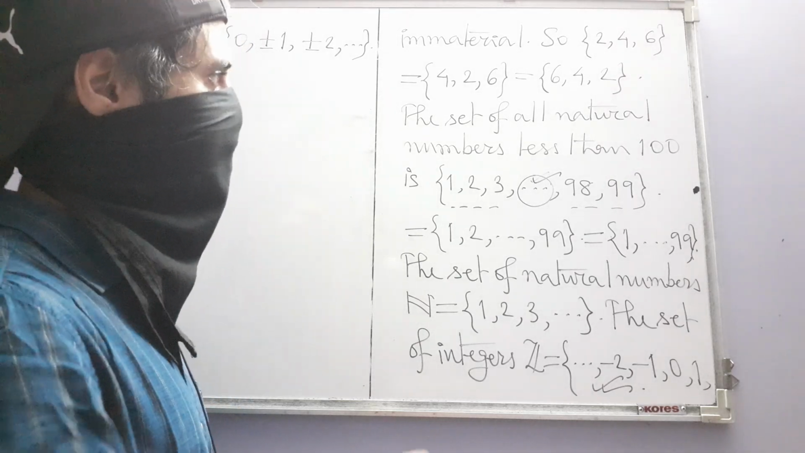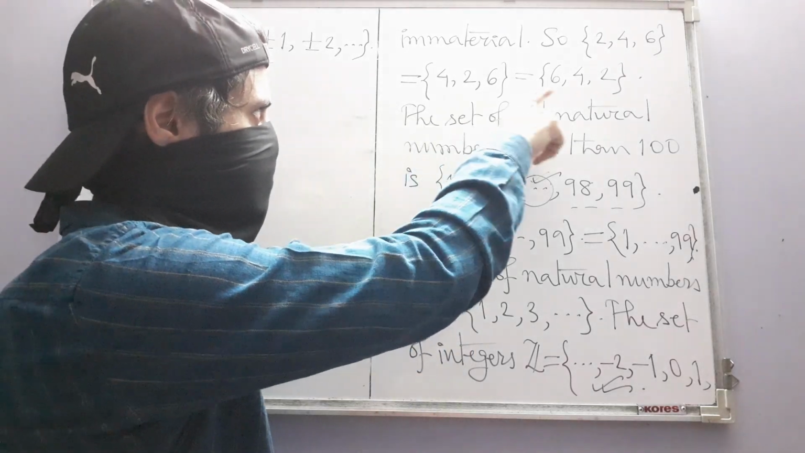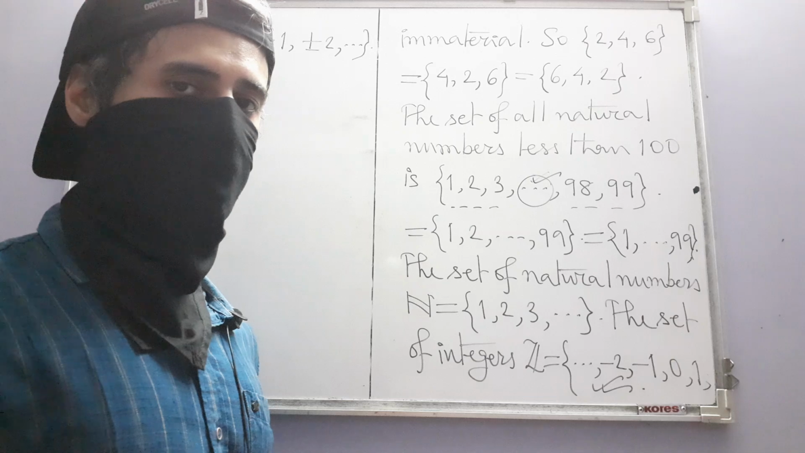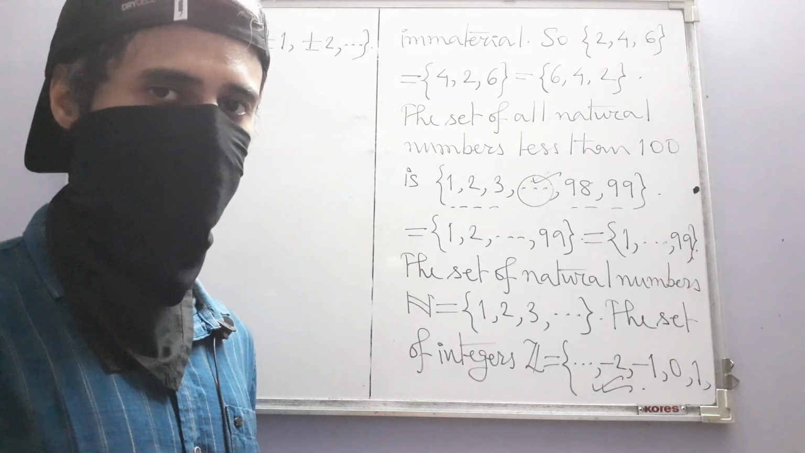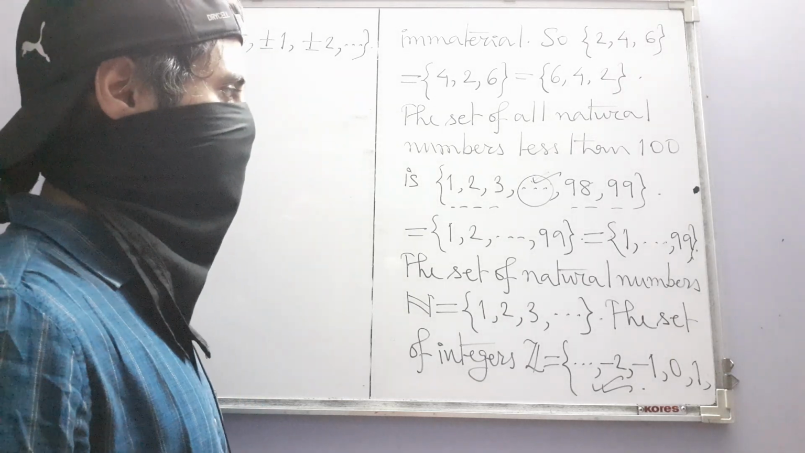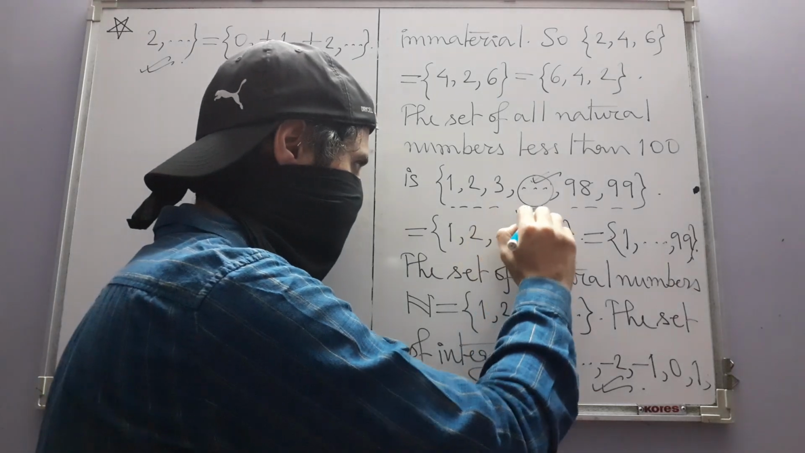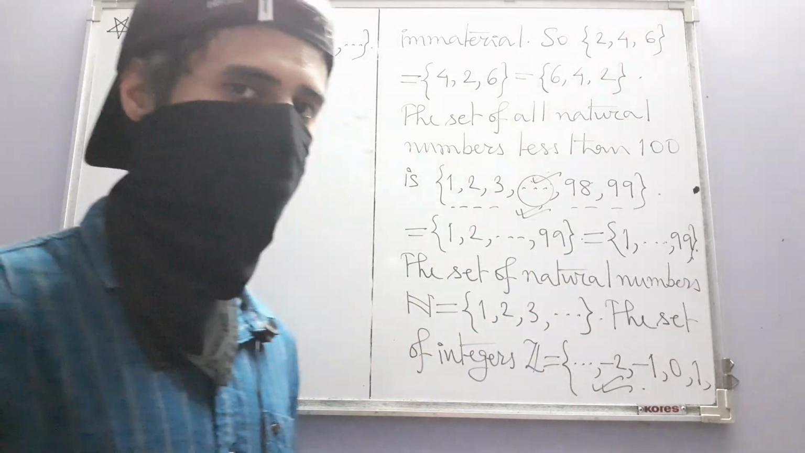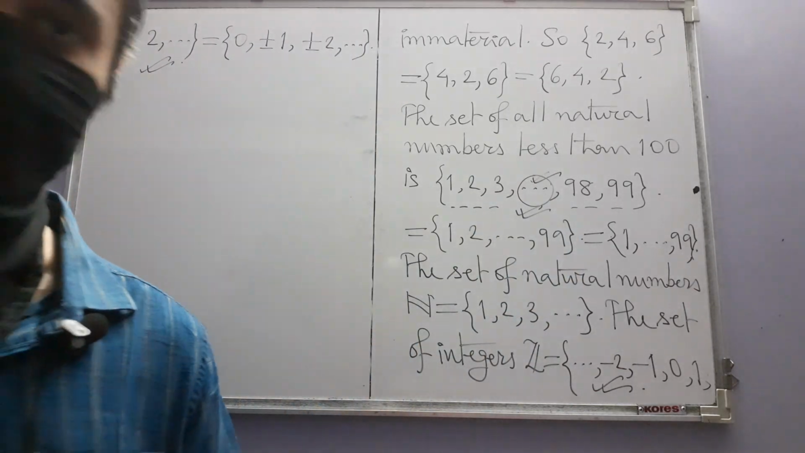One aspect means I am talking about the insignificance of the order in which the elements are written. And of course, we use ellipses when the set is very big. But there is another aspect also.